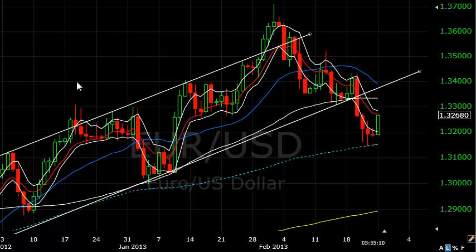Just having a look at the euro dollar here, a daily chart. It's had this good run down. We've talked about the throw-over that it had from the trend channel. It's now broken the lower trend channel line and it's now coming back up.